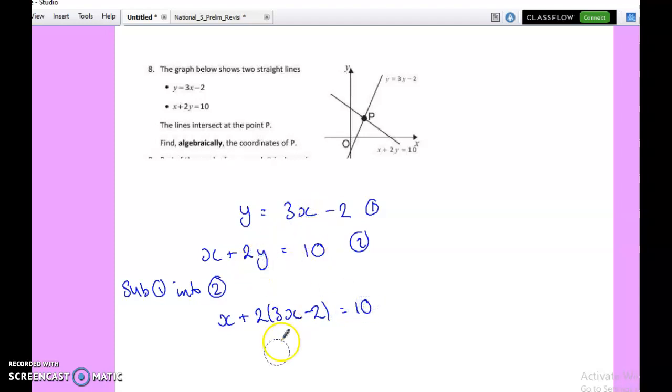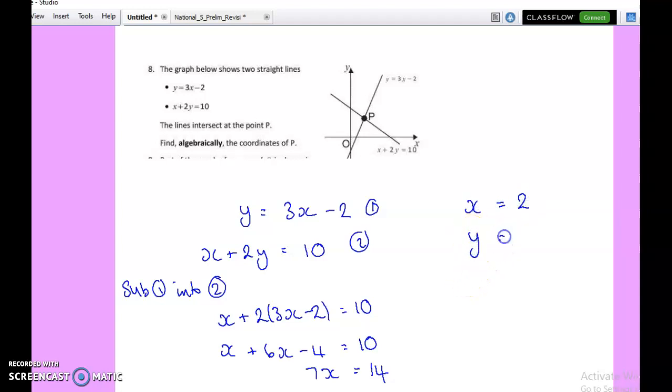Here I've got 2y, so I get 2 lots of 3x minus 2. Multiplying out the brackets, I get x plus 6x minus 4 equals 10. Tidying up, I get 7x equals, here it's minus 4, so over here it would be plus 4. So 7x is 14. x equals 2.